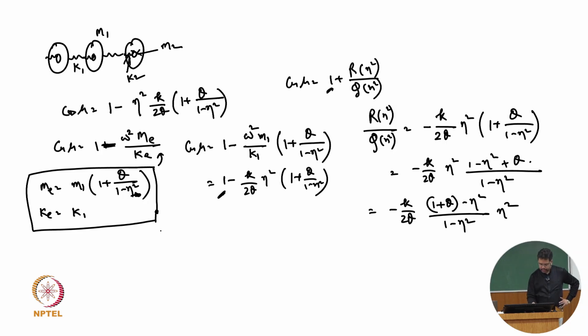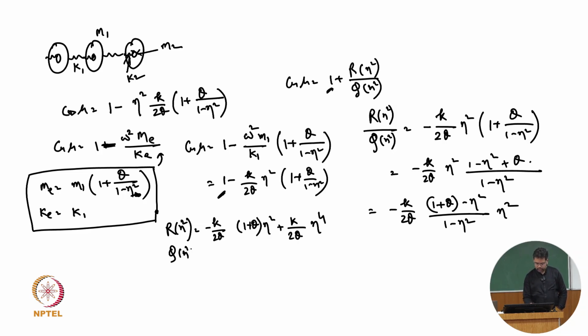So what is my r of eta square? My r of eta square is basically kappa by 2 theta, then eta square into 1 plus theta minus eta square. Perfect, that's this one. And what is q of eta square? That will be 1 minus eta square. So we got these two terms.